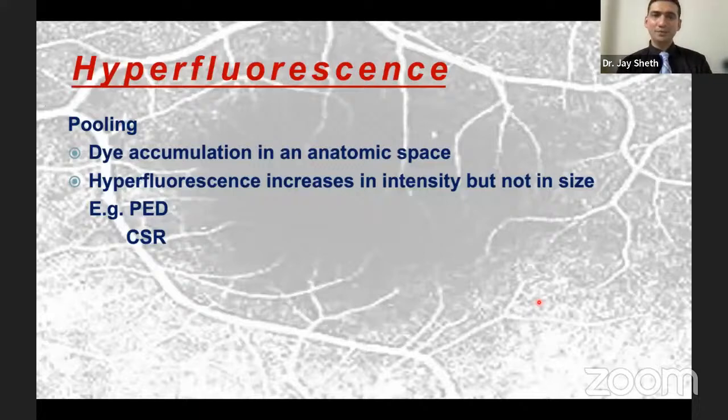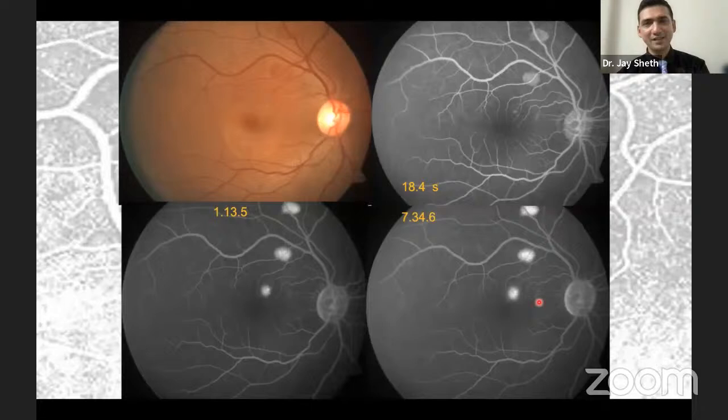So next we come to the pooling of the dye. What do you mean by pool? Pool means it is getting collected in a localized anatomical space. So this pooling of the dye can happen either below the retinal pigment epithelium or below the neurosensory retina. This is a very interesting case of a CSR where we can see both leakage and pooling happening. When we look at the early phase and we look at this hyperspot, this hyperspot is increasing in size and intensity in the mid and the late phase. So this is a leak that is happening.